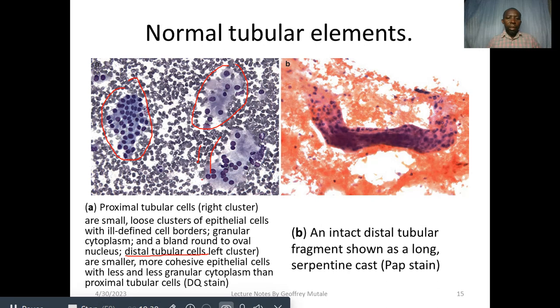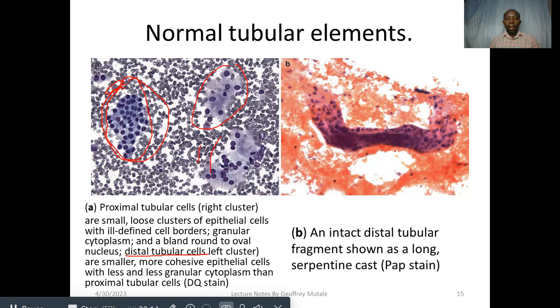Then the distal tubular cells, and these are now the cells on the left. Here where I'm putting another line, marking them out. Those are the cells on the left, which are smaller. They are more cohesive epithelial cells with less granular cytoplasm than the proximal tubular cells under DQ staining.